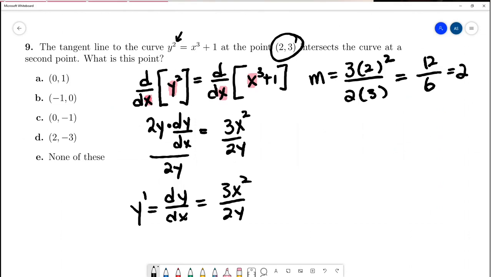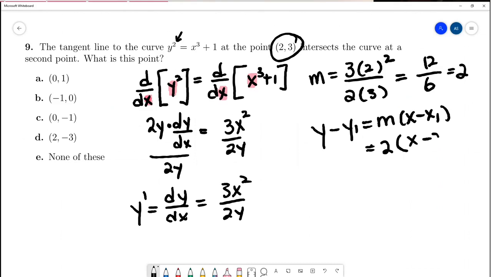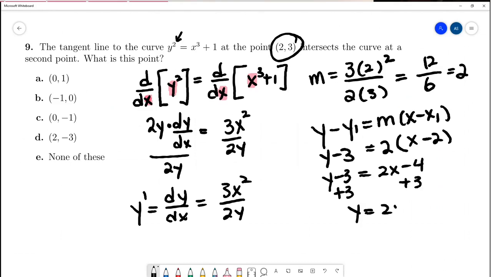I can get the equation of the tangent line with algebra. I'm going to use the point slope form, y minus y1 equals m times x minus x1. I'll substitute in the slope of 2 and the point (2, 3) into x1, y1. x minus 2 and y minus 3. So I'll solve. y minus 3 equals 2x minus 4. I'll add 3 to both sides. That gives y equals 2x minus 1. So now I have the tangent line.